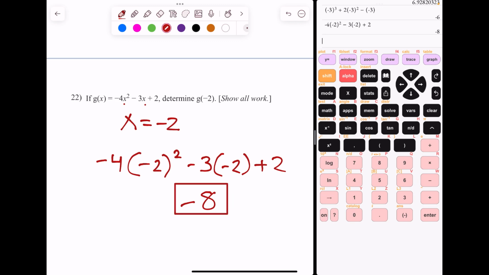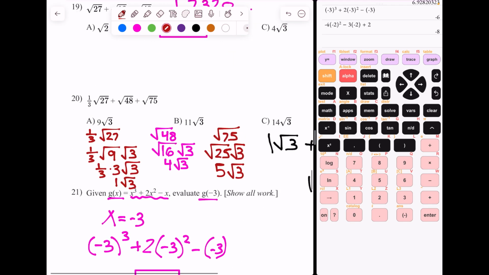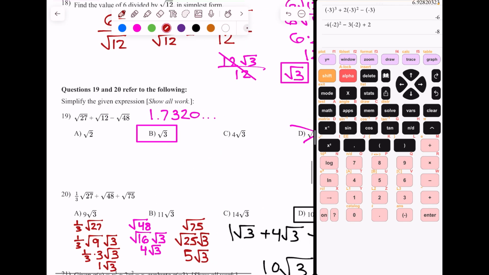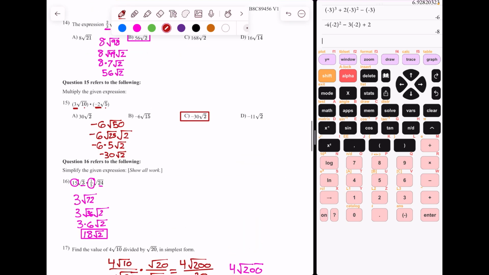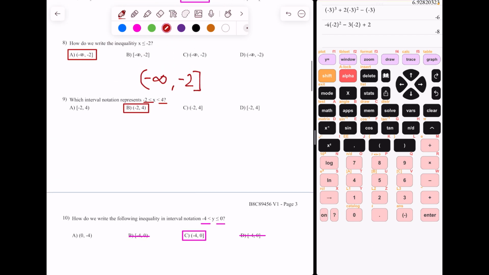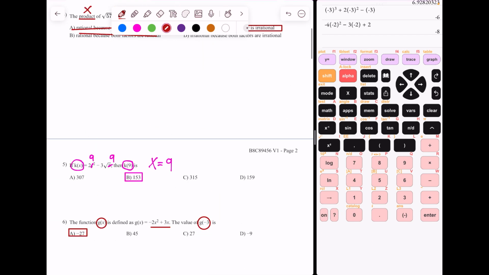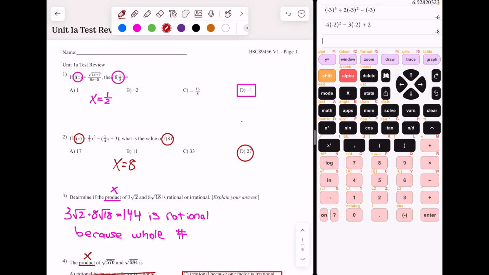So, what is everything that we have learned in this first half of Unit 1? We have learned how to simplify expressions when we know what x equals. We have learned to add, multiply, subtract radicals. We have learned how to rationalize the denominator. We learned the calculator trick for multiple choice questions. We learned about interval notation and inequalities. And lastly, we learned about the difference between rational and irrational numbers. Make sure you look this all up so you are good to go for the test.